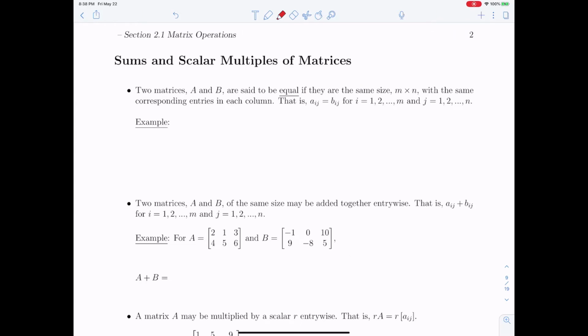Two matrices A and B are equal if they are the same size with the same corresponding entries in each column. For example, suppose that A is given by 2, 1, 3, 4, 5, and 6. Then A is the same as B if and only if B is given by 2, 1, 3, 4, 5, and 6. So B should be the same size as A with the same entries in each column.